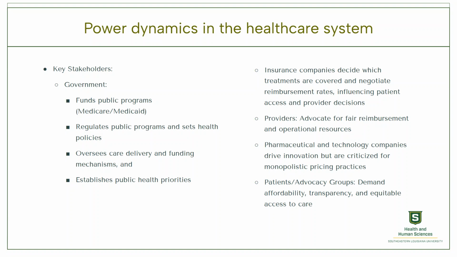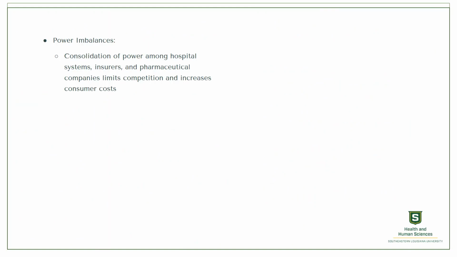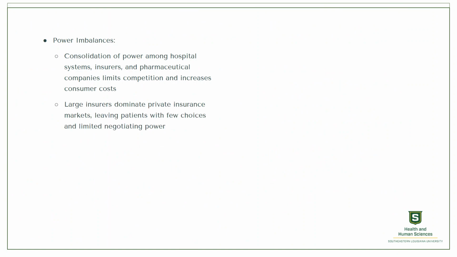And you can imagine possibly the least powerful of all of these stakeholders, but they're still there and they're still doing their thing. And there's a lot of power imbalance. A lot of that is coming from, like I mentioned before, consolidation of hospital systems. This is not just happening with hospital systems. Insurers are also consolidating within themselves, all of which is leading to, like I said, lack of competition, which then happens with increasing consumer costs. The large insurers are dominating the private insurance market and leaving patients with very little choice.